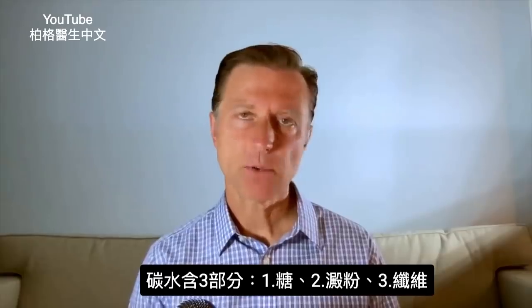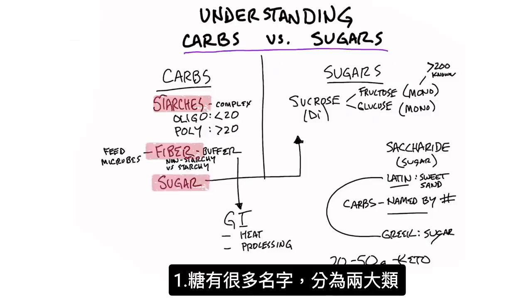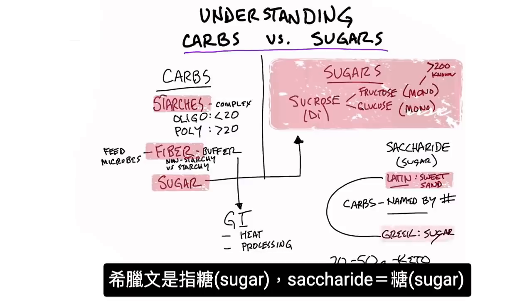Very simply, the difference between carbs and sugar is this. Carbs contain three things: starches, fiber, and sugars. Versus sugar is this sugar. I'm going to try to keep this really simple, but let's just first talk about sugars, okay? There are a lot of different types of sugar, but they're mainly broken down into two different categories. You have monosaccharides, which means one saccharide. Now, the Latin word for saccharide means sweet sand, and the Greek word for saccharide means sugar. So when we talk about saccharides, we're really talking about sugars.